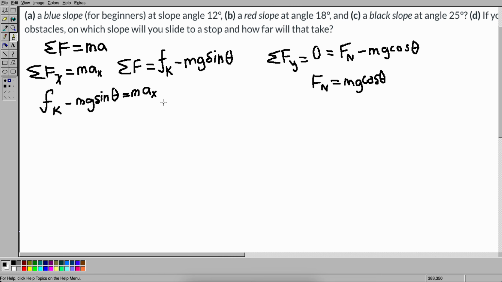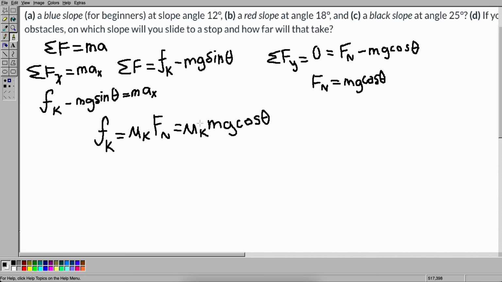Well, we want to solve for the acceleration in the x direction. And to do that, we need to know what Fk is. And we know that we can solve for Fk with mu sub k times the normal force. We know that the normal force is equal to mg cosine theta. So we know that the force of kinetic friction is equal to the coefficient of kinetic friction times mg cosine theta.